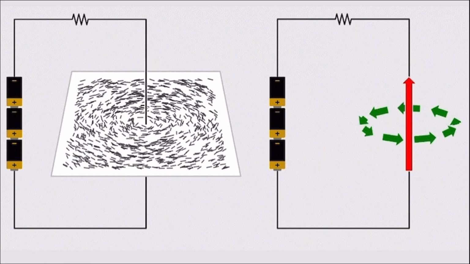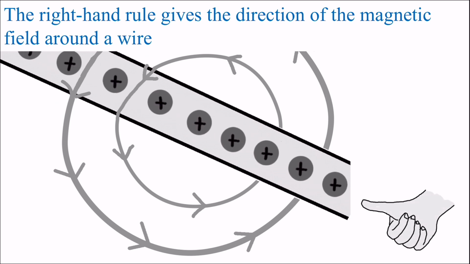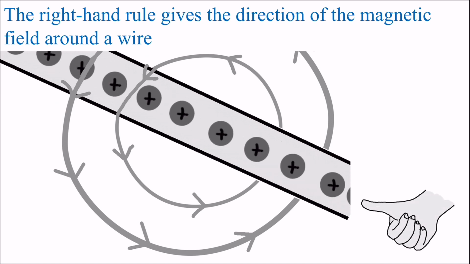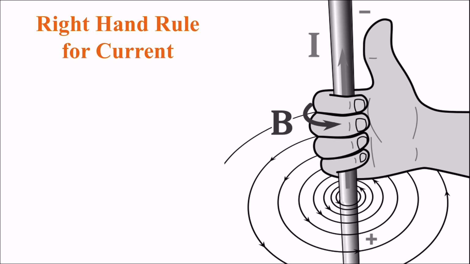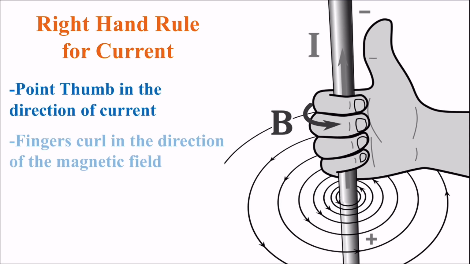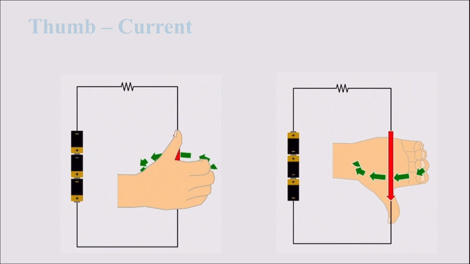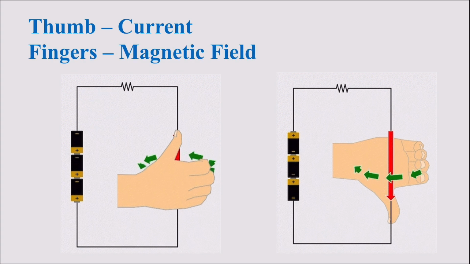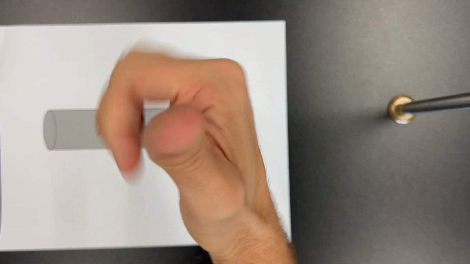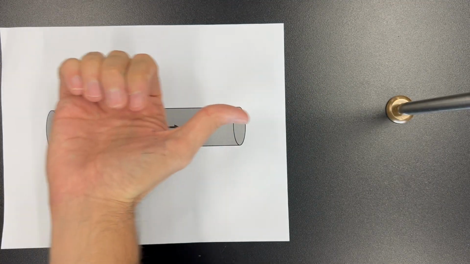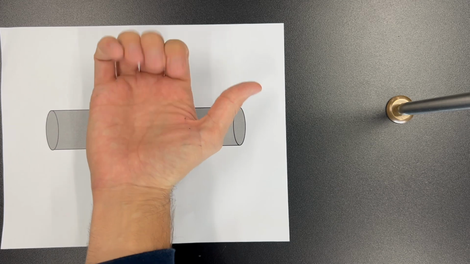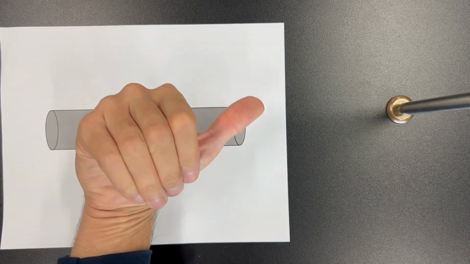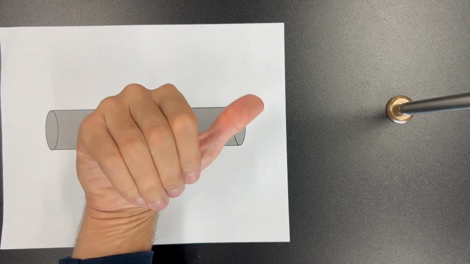Since magnetic field is a vector, it's going to have both a magnitude and direction. The direction of the magnetic field is given by the right-hand rule. If you curl the fingers on your right hand and point your thumb in the direction of current in the wire, your fingers will curl in the direction of the magnetic field. If I point my thumb in the direction of the current, my fingers would curl out of the page above the wire, and then below the wire they would point into the paper.